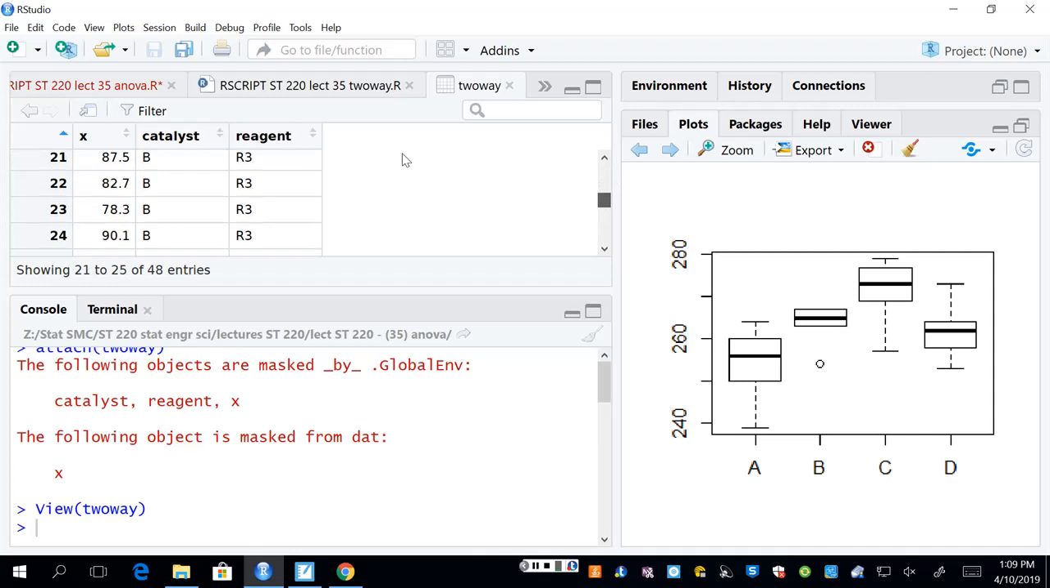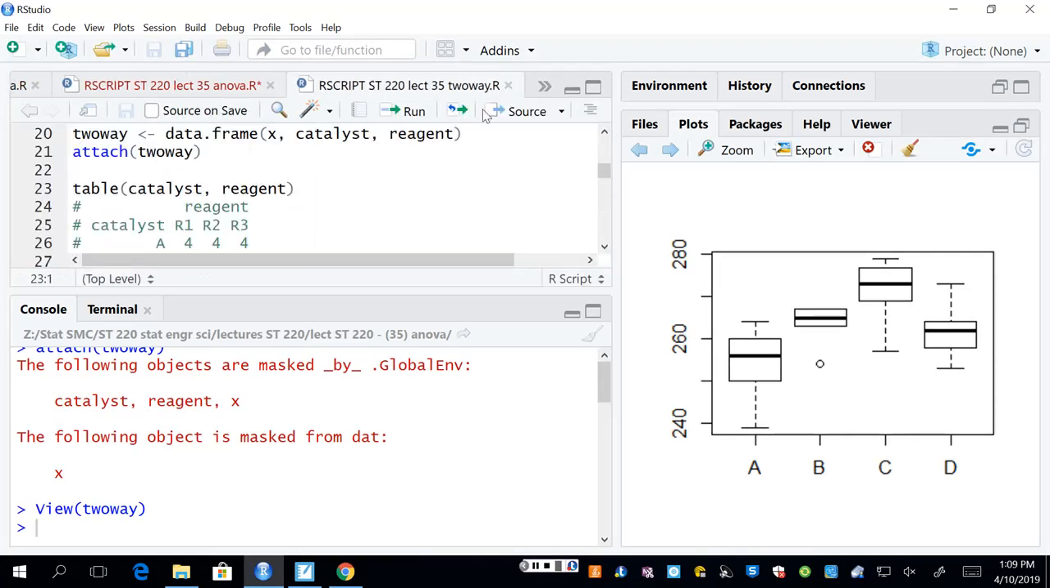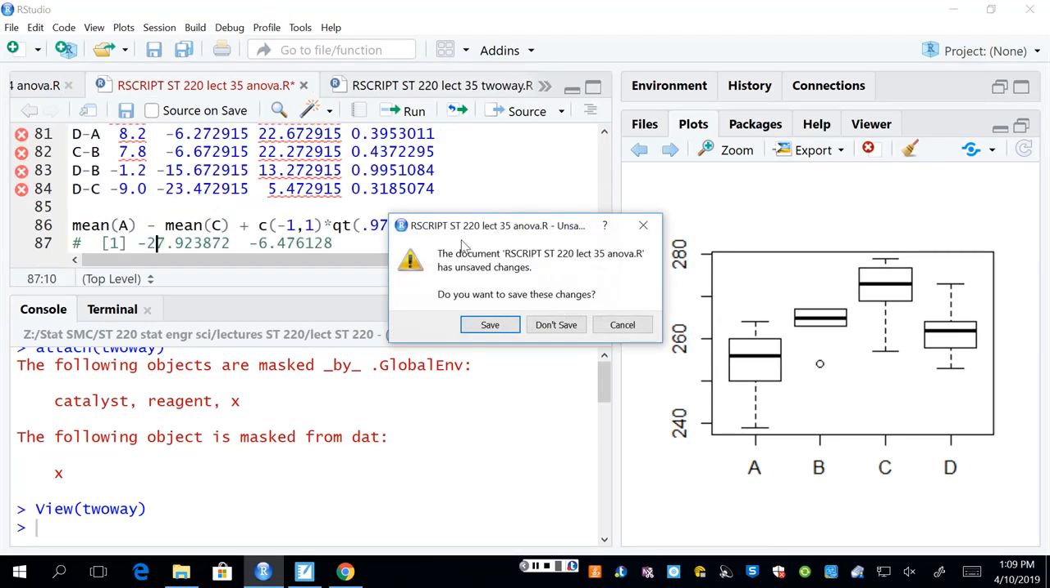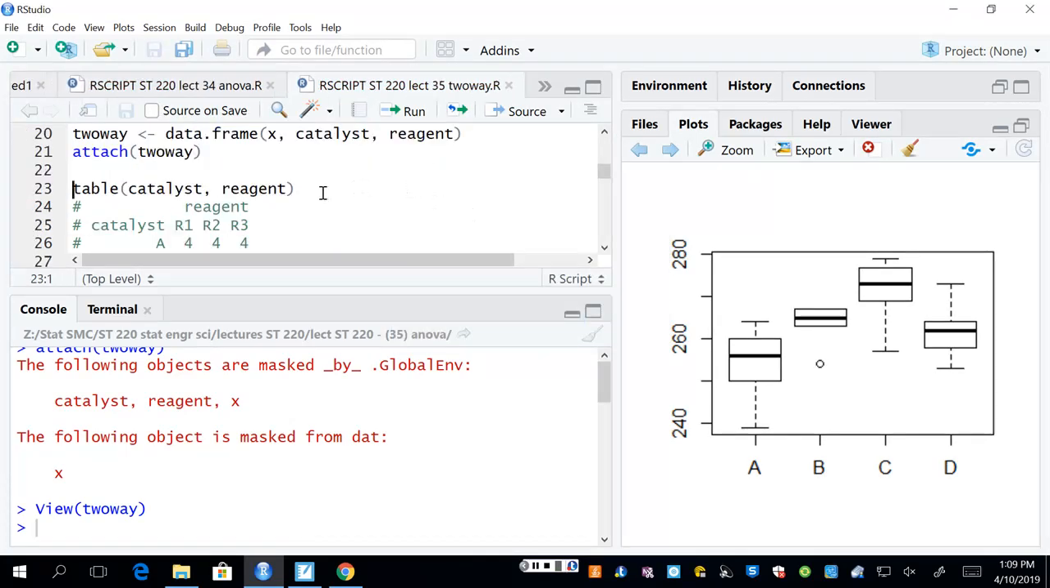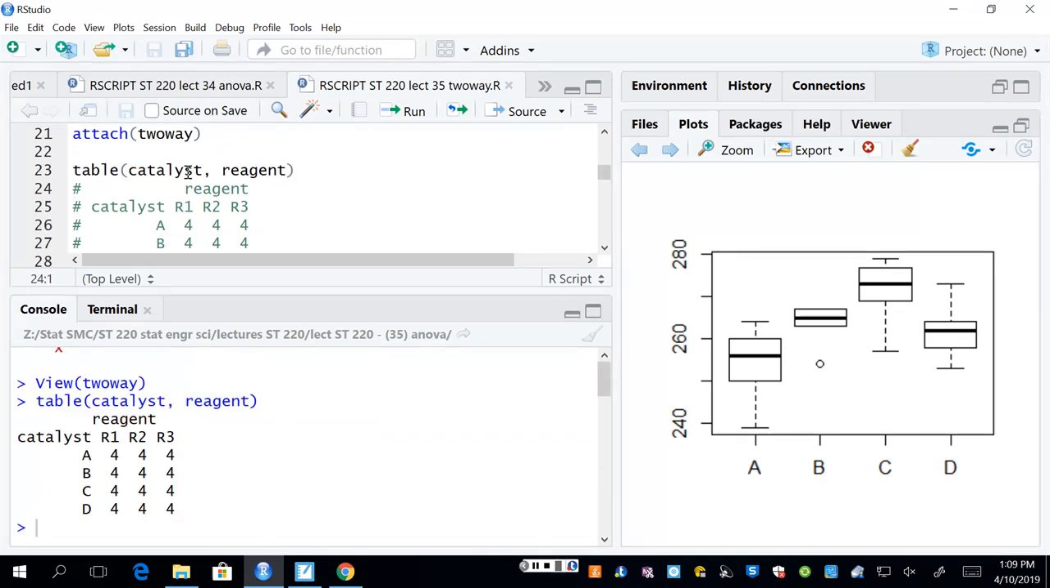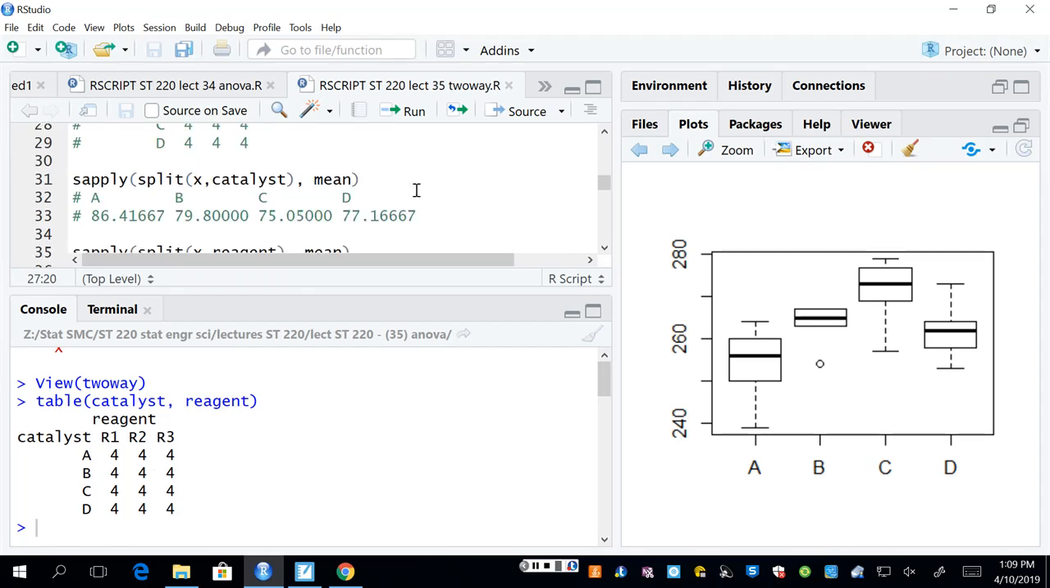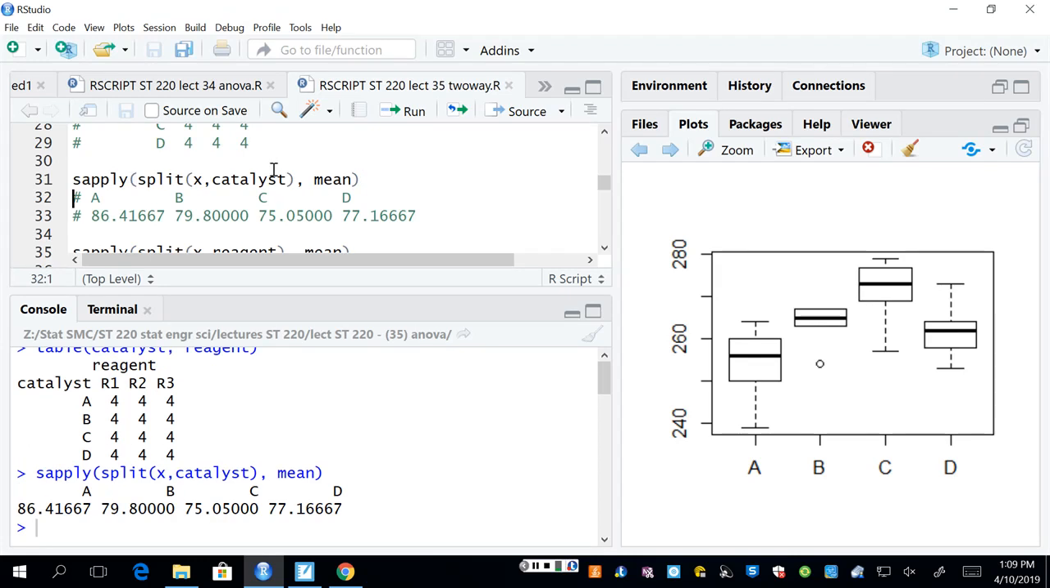Right. So I'm going to attach that so that I attached it, okay? So it's easy to refer to the variables of catalyst and reagent. There were 4 measurements in every cross category, so it's good to check that what you intended is what you get. The means by catalyst.